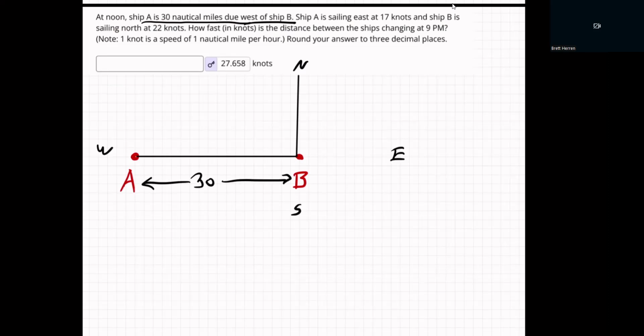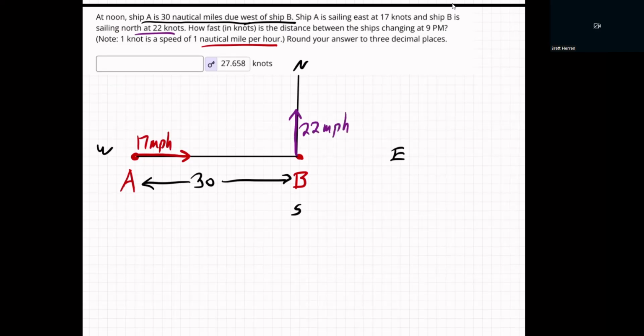And ship A is sailing east. Okay, so ship A here is heading this way, and it's going at a speed of 17 knots, which is basically 17 nautical miles per hour. That's what a knot is. So it's going towards ship B. But ship B is sailing north, and it's sailing north at 22 miles per hour.